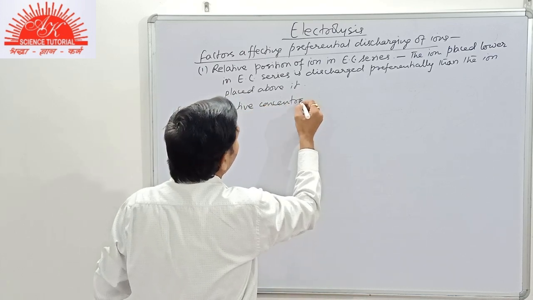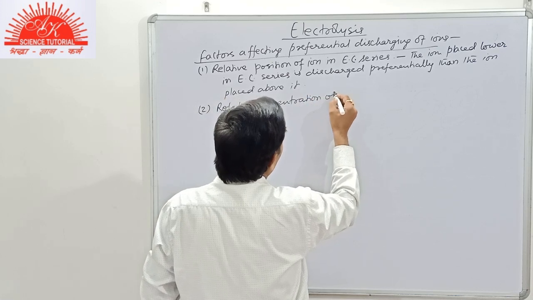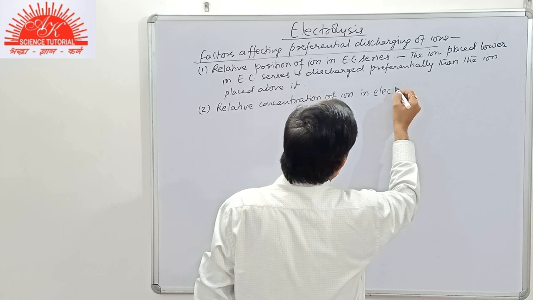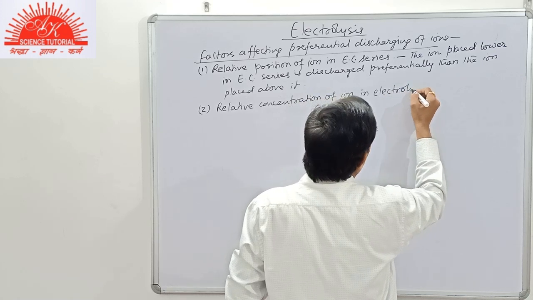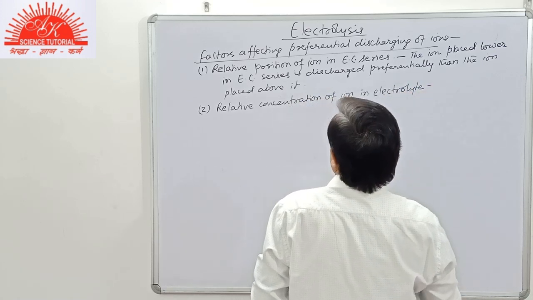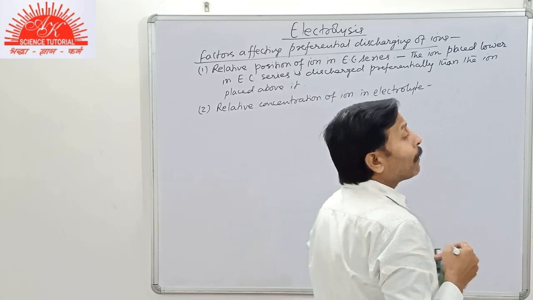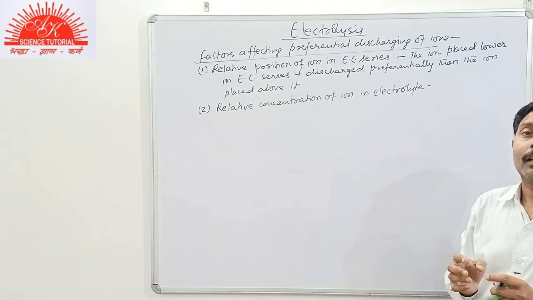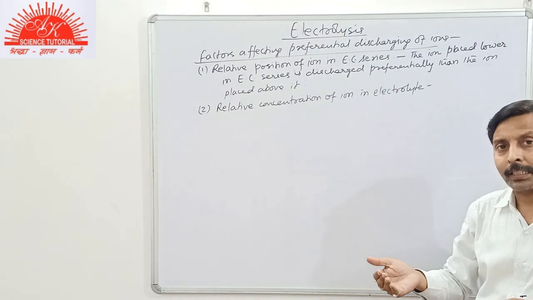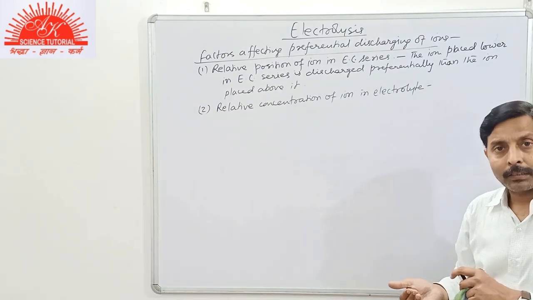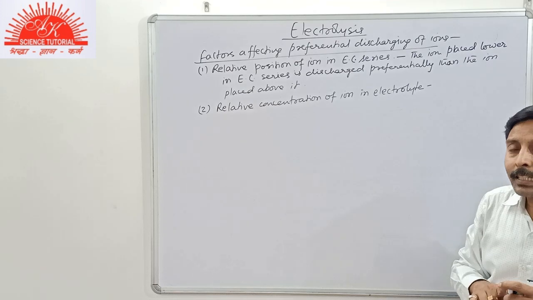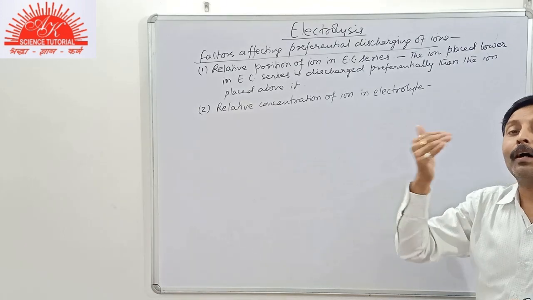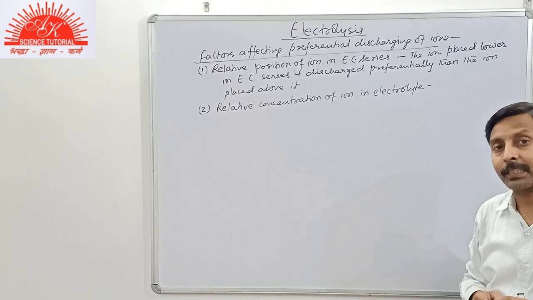Relative concentration of ion in electrolyte. Now in this part we see that if an ion has higher concentration over another ion, then it is discharged even if it is placed above in the electrochemical series.